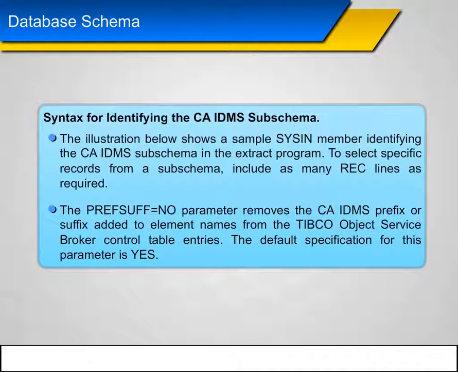Syntax for identifying the CA-IDMS subschema. The illustration below shows a sample SYSIN member identifying the CA-IDMS subschema in the extract program. To select specific record from a subschema, include as many REC lines as required. The PREF-SUFF prefix suffix equal to no parameter removes the CA-IDMS prefix or suffix added to element names from the TIBCO object service broker control table entries. The default specification for this parameter is yes.